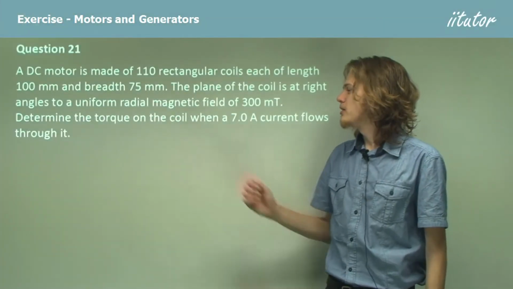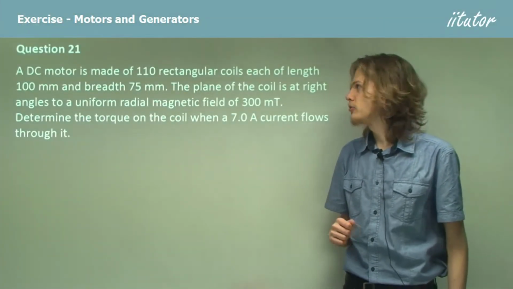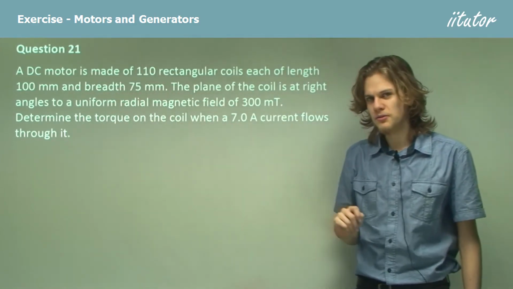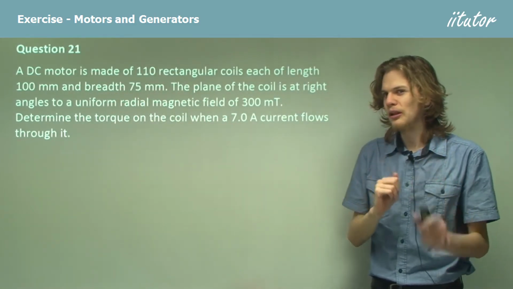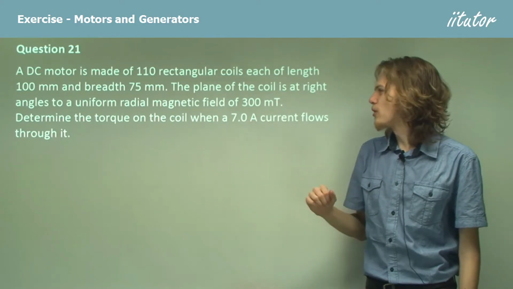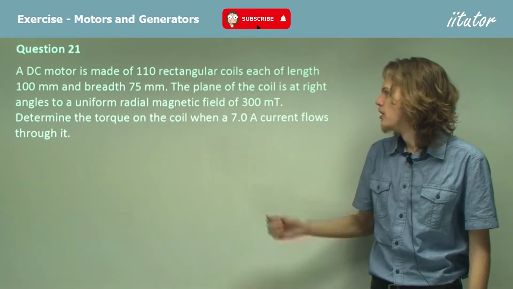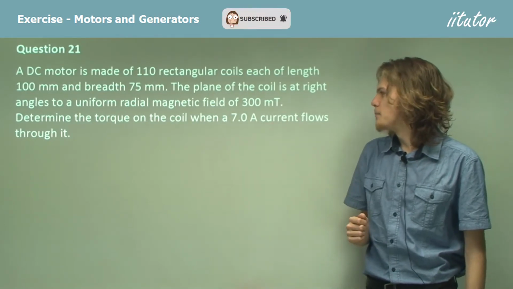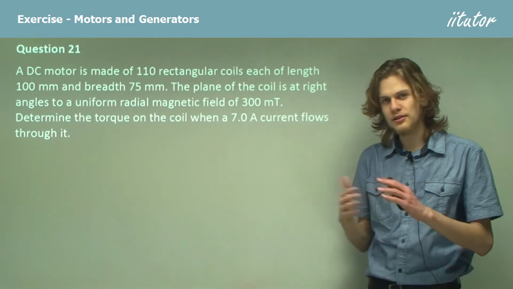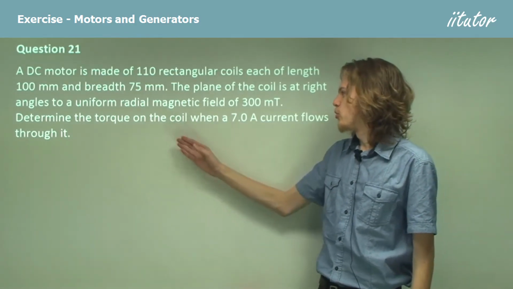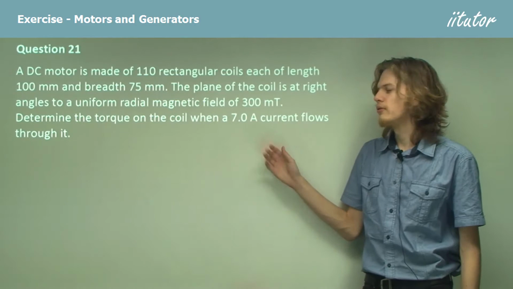A DC motor is made of 110 rectangular coils, each of length 100 millimeters and breadth 75 millimeters. This will be important later on, don't worry. The plane of the coil is at right angles to a uniform radial magnetic field, bit of a mouthful, of 300 millitesla. So a millitesla is 10 to the minus 3 teslas. Determine the torque on the coil when a 7 amp current flows through it.